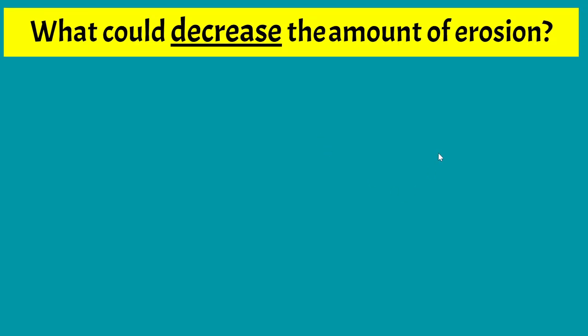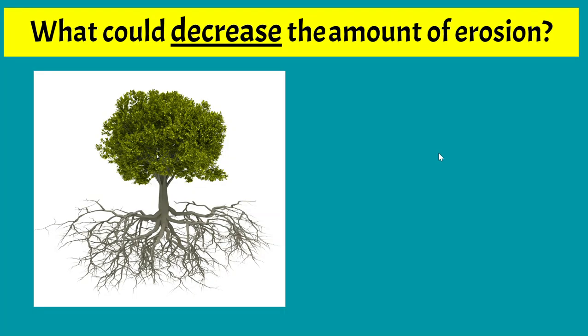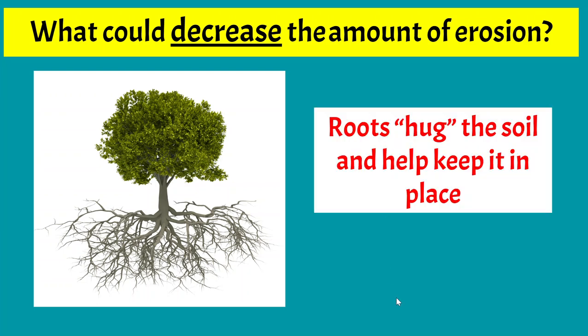All right, what might decrease the amount of erosion? You may know this from other classes. When we have plants and trees that have a nice root system, those roots will actually help to keep the soil in place. They kind of hug the soil and keep it from eroding.